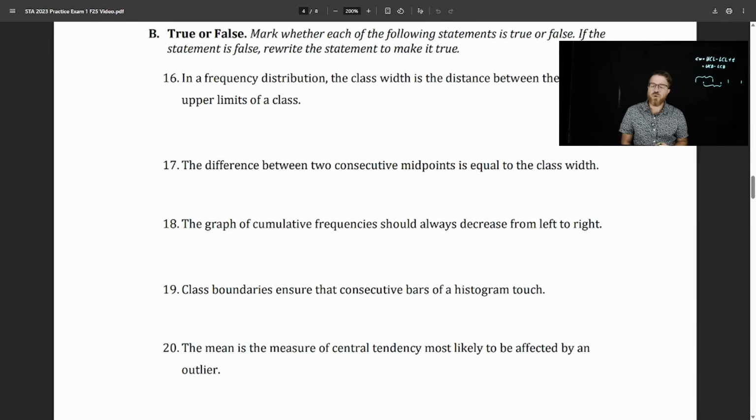Number 18, the graph of a cumulative frequency should always decrease from left to right. So of course this one is easily false because remember, a cumulative frequency is non-decreasing. It can increase or it can stay the same, but it will never decrease. So this one should say that it is non-decreasing. This is why you can't just change it to increase, because technically it can also stay the same.